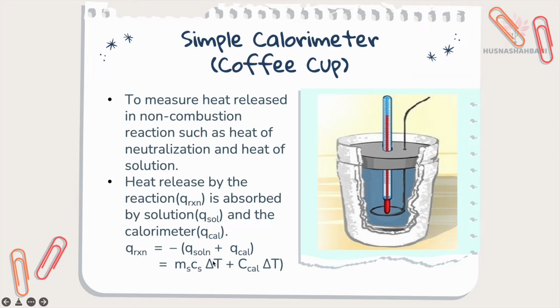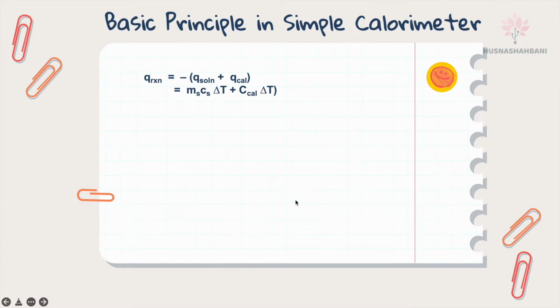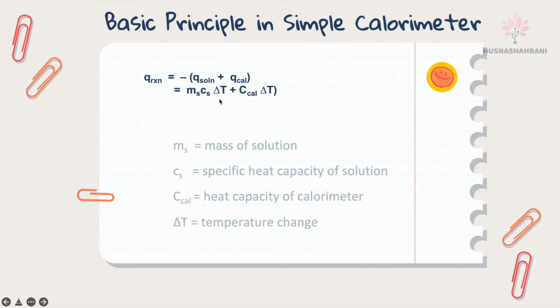So the Q solution formula is mass of solution times specific heat capacity of solution. This is small letter c. Small letter c means specific heat capacity of the solution times the temperature change, plus heat absorbed by the calorimeter. The formula is heat capacity of calorimeter times the temperature change. So the basic principle in simple calorimeter, this is the formula. Q reaction equals negative Q solution plus Q calorimeter.